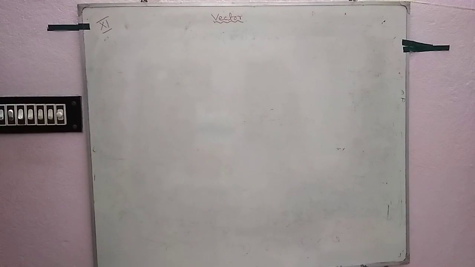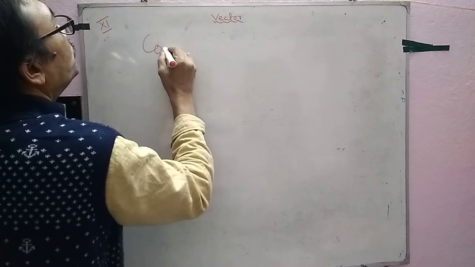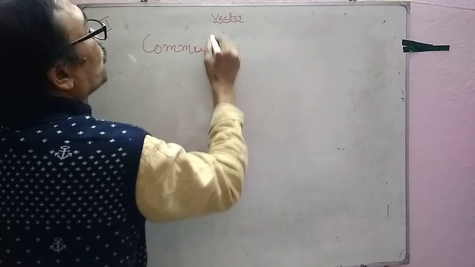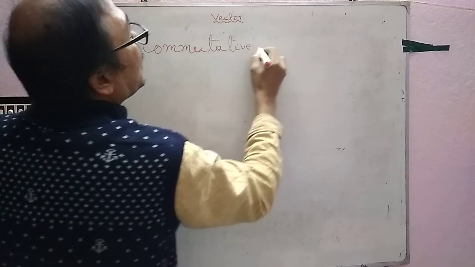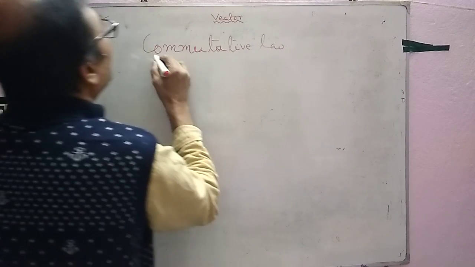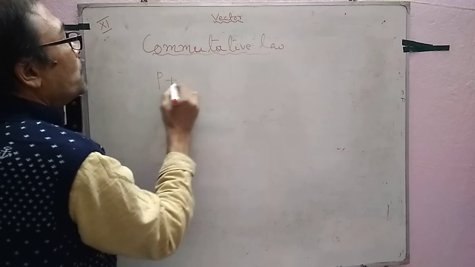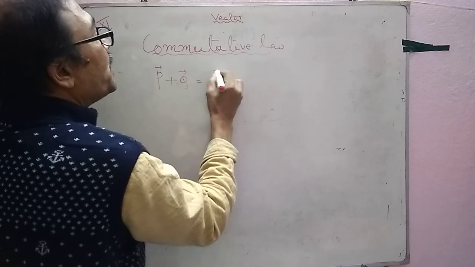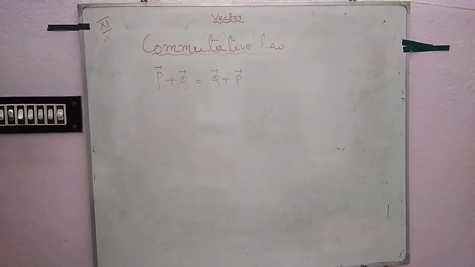Now, next I shall discuss the commutative law and associative law of vectors. Follow, commutative law. P plus Q equal to Q plus P. P plus Q vector equal to Q plus P vector. This is the commutative law.